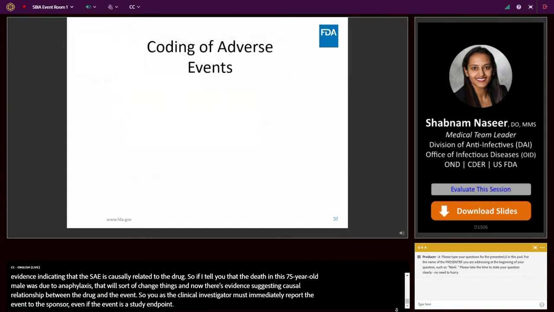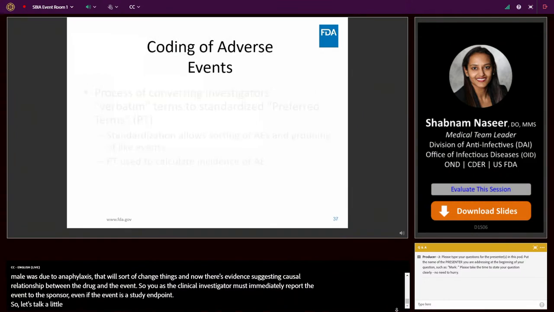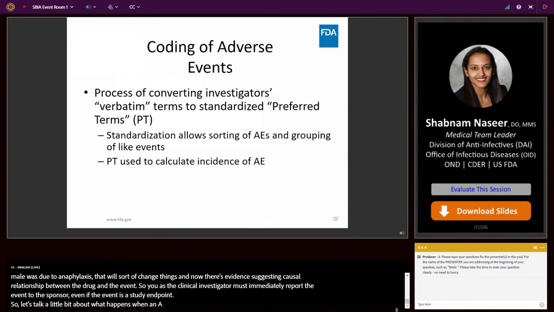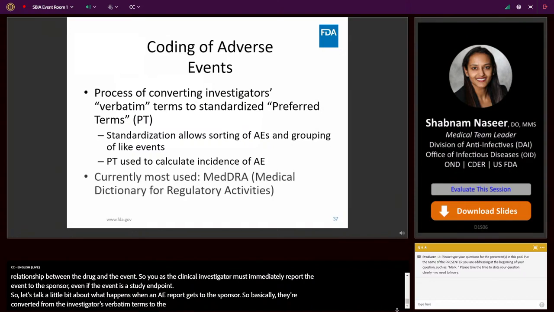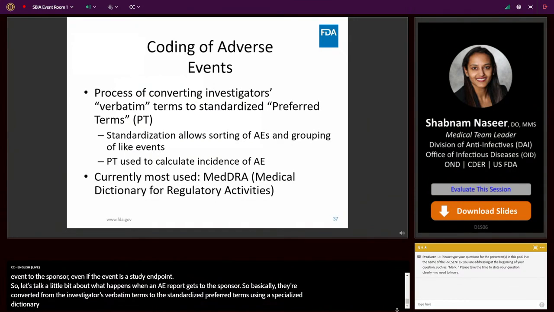So let's talk a little bit about what happens when an AE report gets to the sponsor. Basically, they're converted from the investigator's verbatim terms to the standardized preferred terms using a specialized dictionary called MedDRA. And MedDRA is the Medical Dictionary for Regulatory Activities, which can be used to sort AEs and group like events. Preferred terms are used to calculate the incidence of AE.